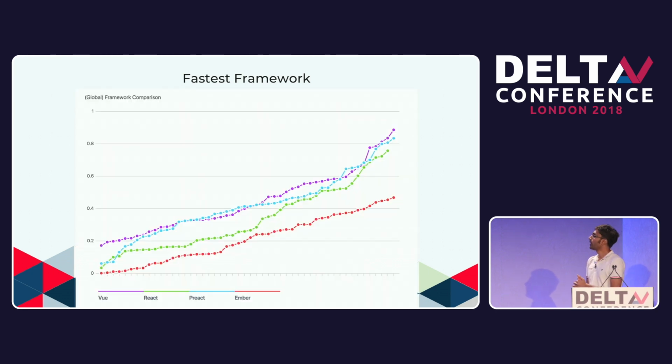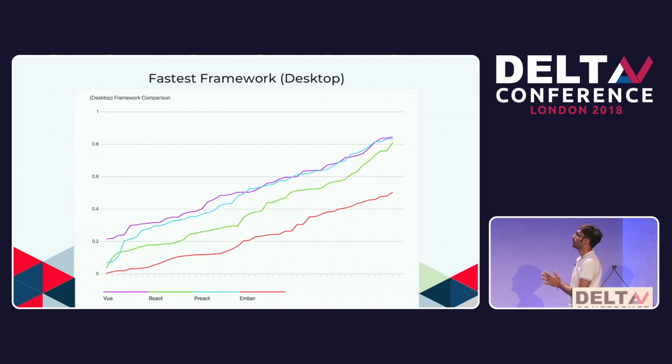So this is what we got when we analyzed the top 50 frameworks. You can see that Vue and Preact are pretty much the fastest across the board, followed by React and followed by Ember. And again, we can slice and dice this data for desktop and mobile. We see a very similar trend when we look at SEBs of sites with these different frameworks and compare it.